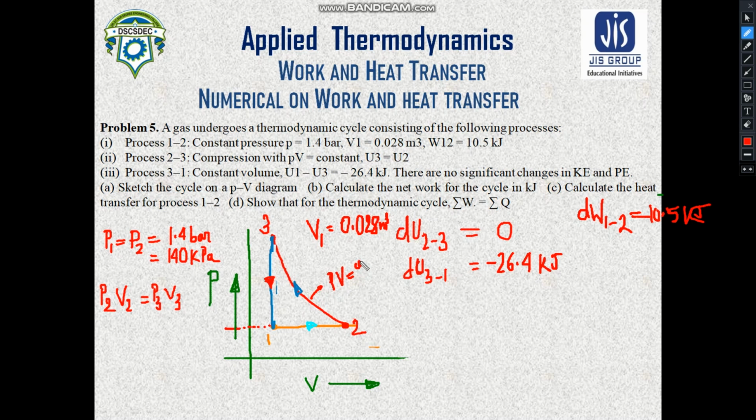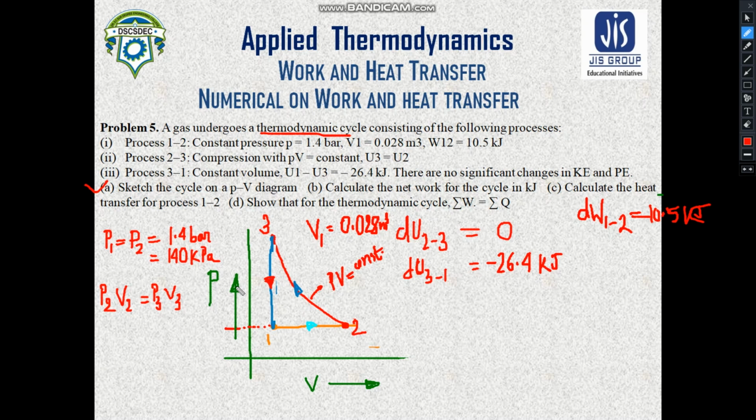And for the next process, that is process 3 to 1, it is mentioned that it is an isochoric process or constant volume process. So it will be a straight line which will be parallel to the pressure axis, right? So I have just drawn a straight line here so that it constitutes a thermodynamic cycle, so that the initial state and the final state are the same. Now we have already done the first problem, sketch the cycle on a PV diagram. Now the second problem is that you need to calculate the net work for the cycle in kilojoule.